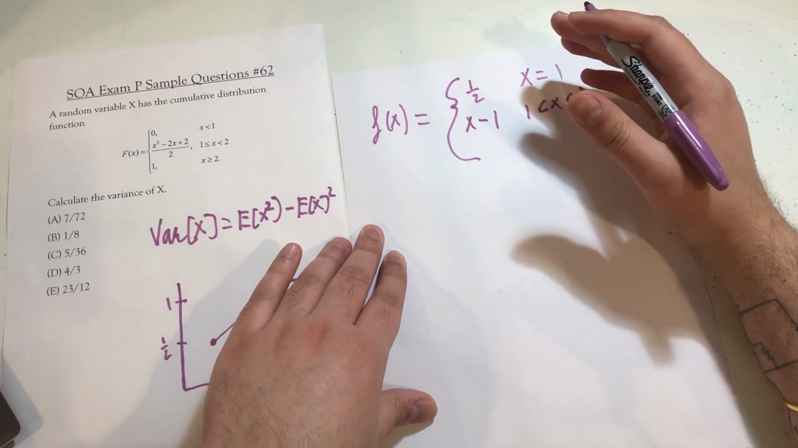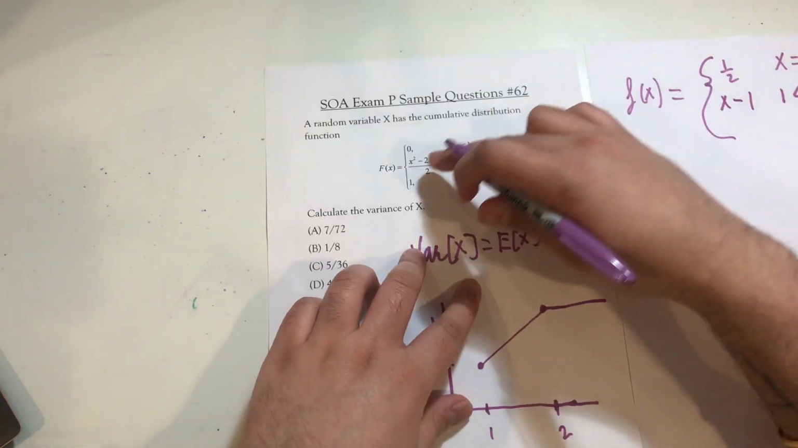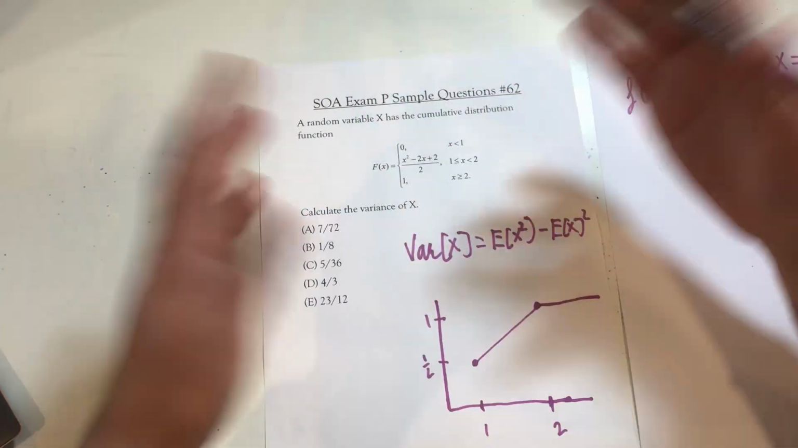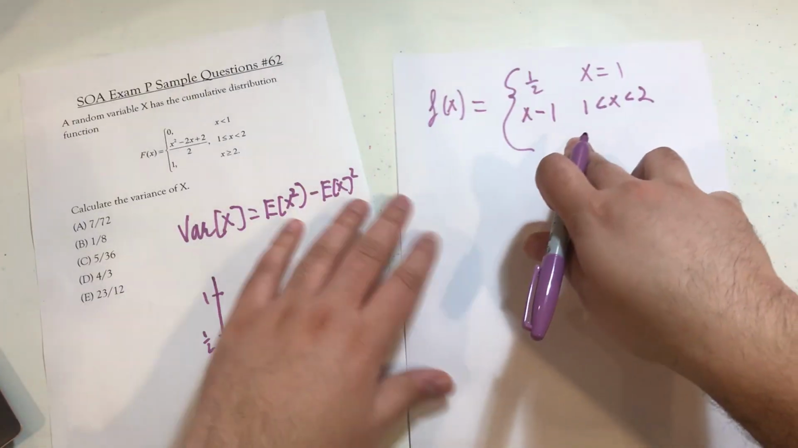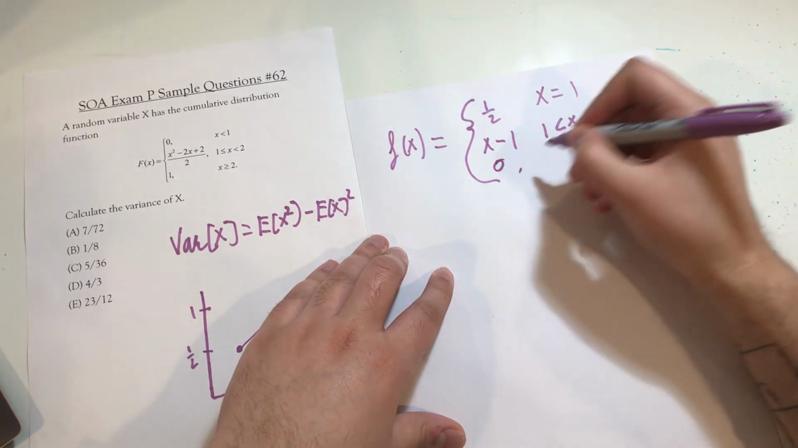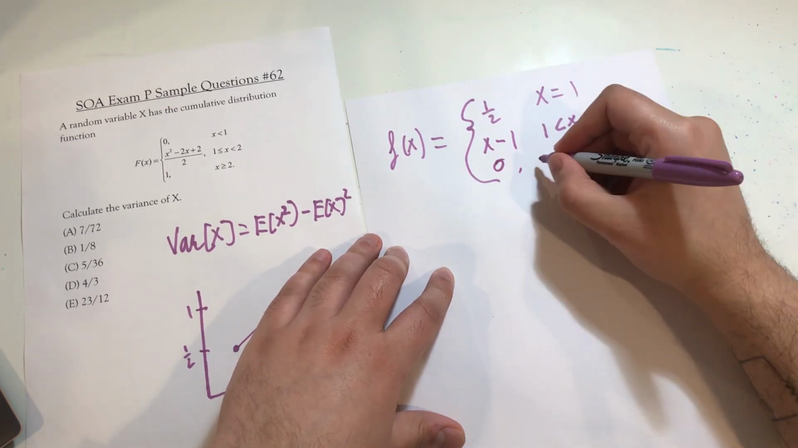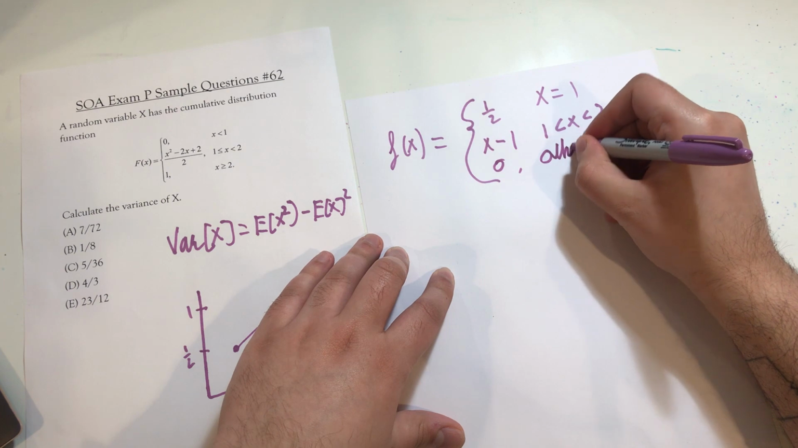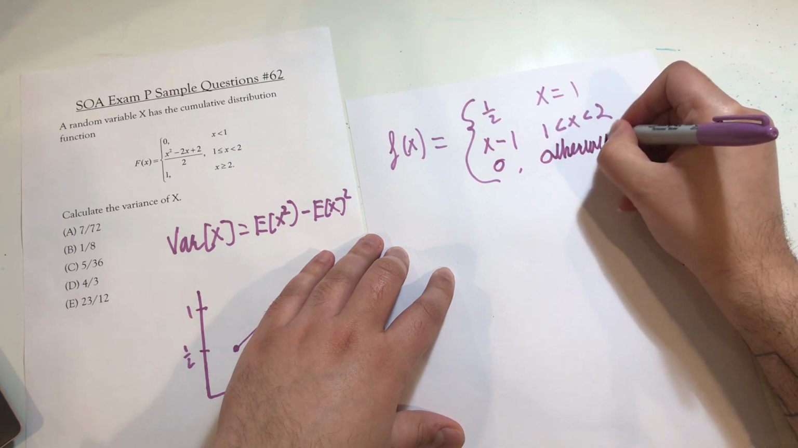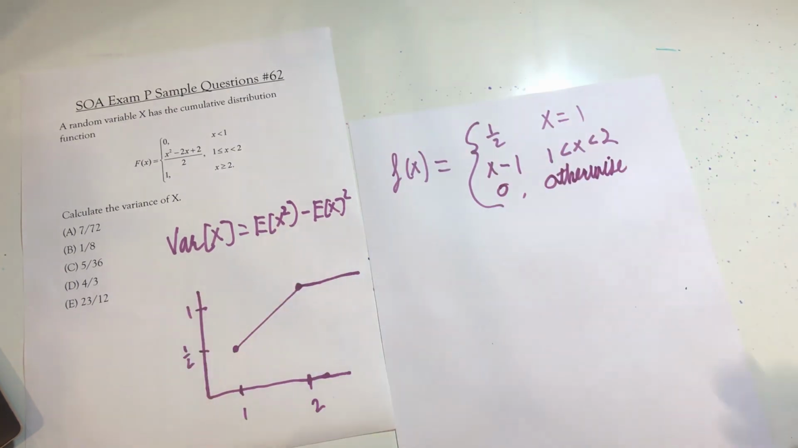And because these two are constants, it's 0 everywhere else, otherwise. Just like that. Great, we got our PDF.